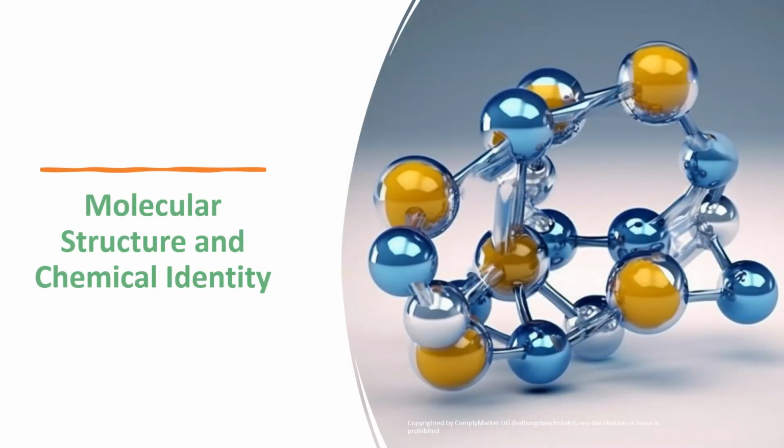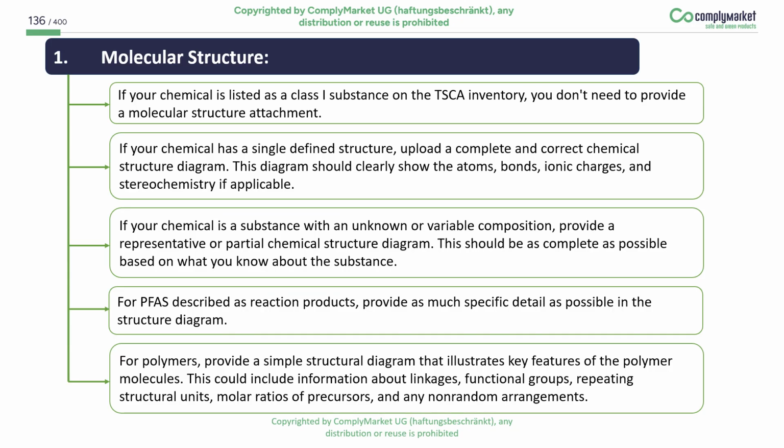Molecular structure and chemical identity, thus you need to provide. If it is listed in Class A of the TSCA inventory, you don't need to provide a molecular structure attachment. If your chemical has a single defined structure, upload a complete and correct chemical structure diagram. If your chemical is a substance with an unknown or variable composition, provide a representative or partial chemical structure diagram. For polymers, provide a simple structure diagram that illustrates key features of the polymer molecule.